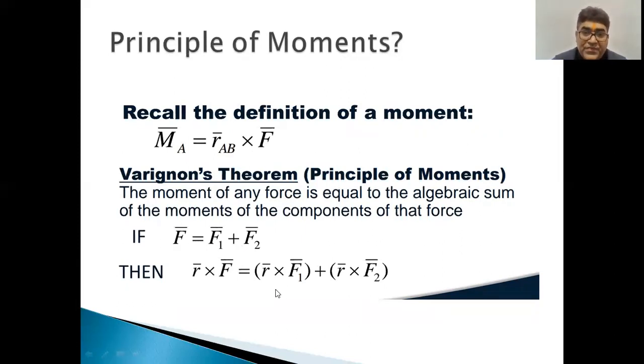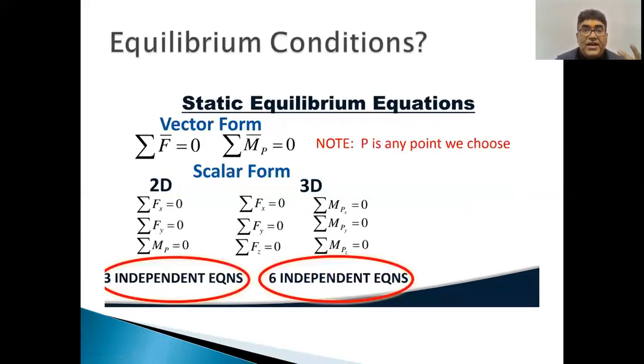So as per Varignon's theorem, R vector cross F vector is equal to R1 vector cross F1 vector plus R2 vector cross F2 vector. This is the moment of the first force about point P, and this is the moment of the second force about point P, and the summation of both moments is equal to the moment of the resultant force alone about that point P. We will discuss the numerical part in my next lecture, and before that, this is my last slide of this lecture.